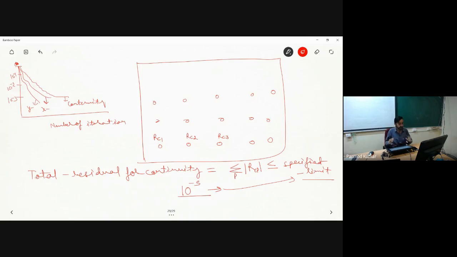At the same time, I told you about the advantages and limitations of high and low under relaxation factors. The optimum value of the under relaxation factor is also not very specifically known. So depending upon the type of problem, we have to try different under relaxation factors and then find which one serves our purpose better. So this is the overall idea about the SIMPLE algorithm.